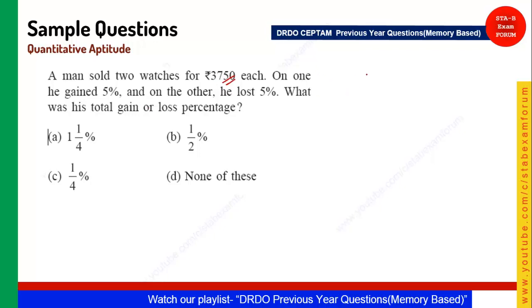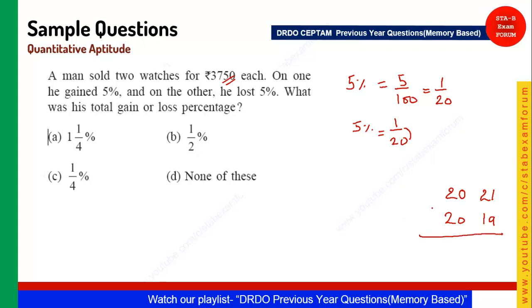So as you know, it has gained 5%. What is 5%? 5% is 5 by 100. 5 by 100 means how much? 1 by 20. So it has gained means, let me write here, if it has 20 rupees, after gaining 5% he will get 21 rupees. Okay, similarly if he lost 5%, it will again be 1 by 20, but this time 20 minus 1, 19. So if you have 20, it will be 19 after losing 5%.